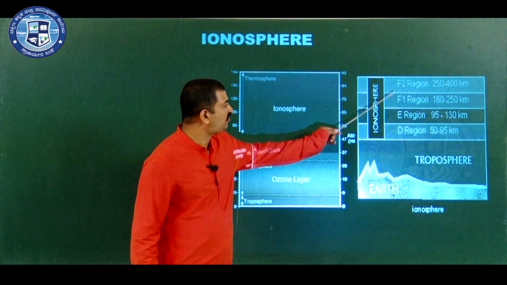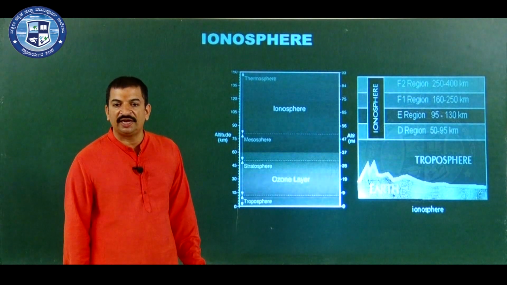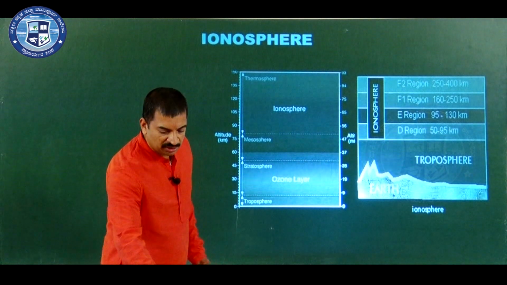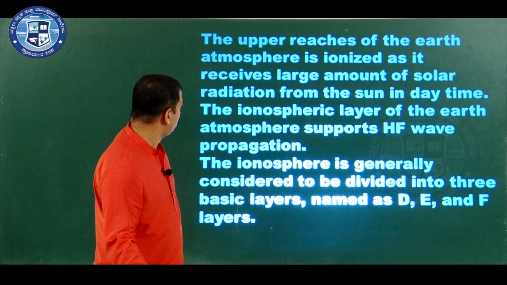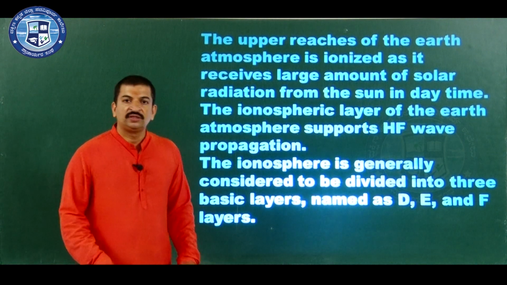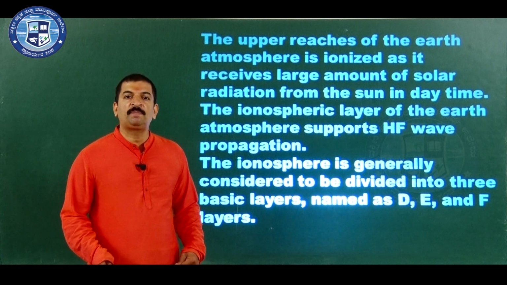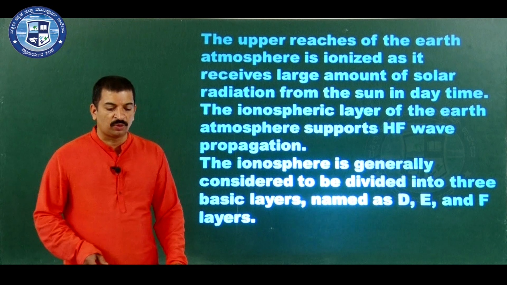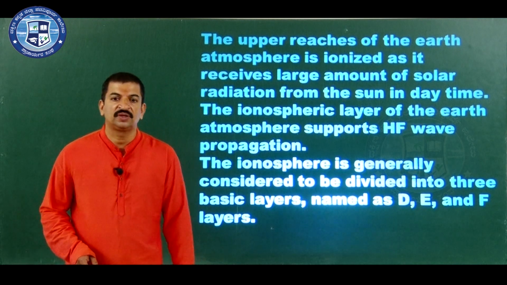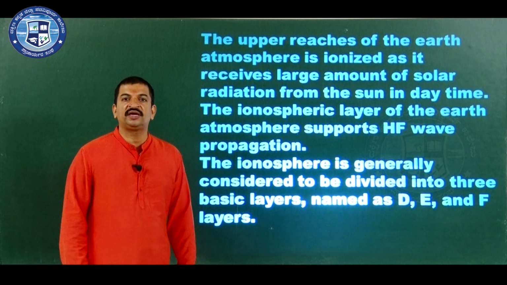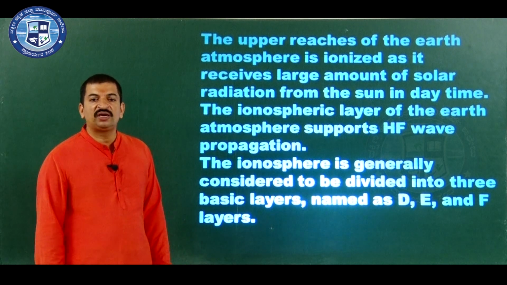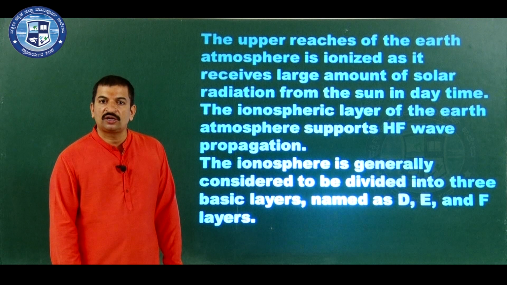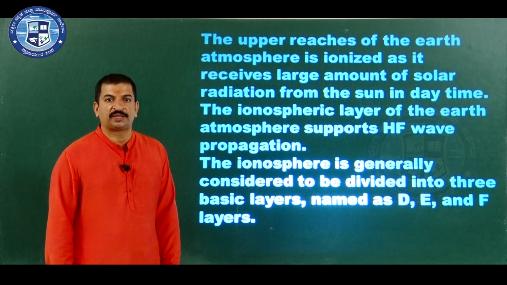So, F1 and F2 layers recombine at night to form a single F layer. Now consider the ionospheric layer. The ionospheric layer, or the upper layer of the earth atmosphere, receives a large amount of solar radiation in daytime. The important ionizing agents are the alpha, beta and gamma radiations from the sun, the cosmic rays, ultraviolet radiations from the sun, etc.